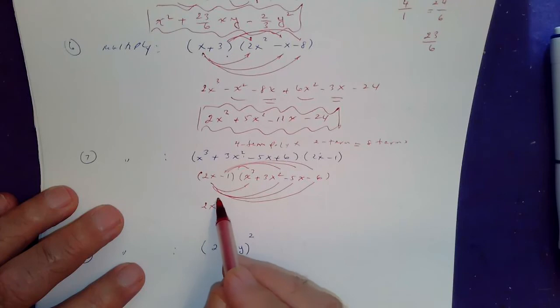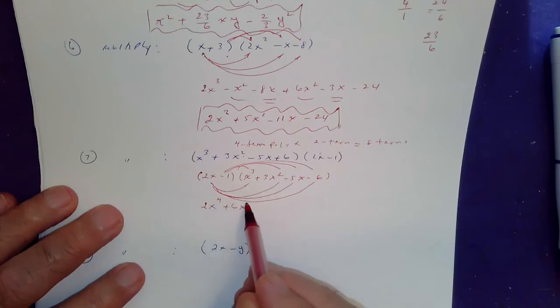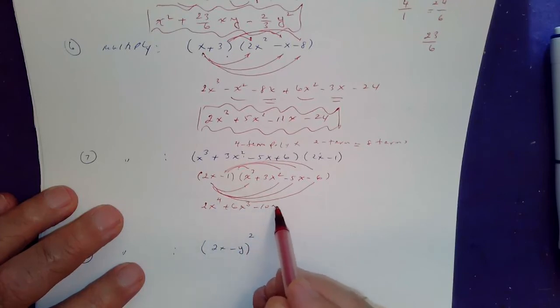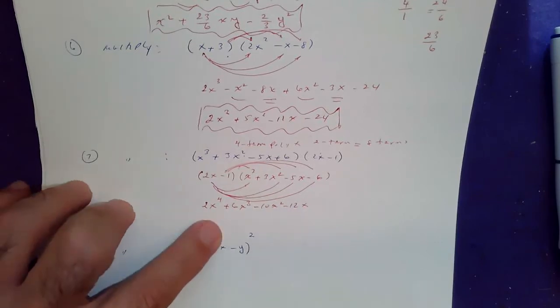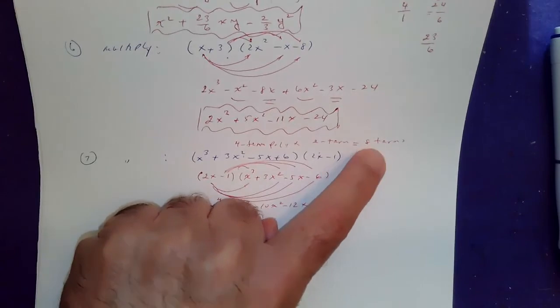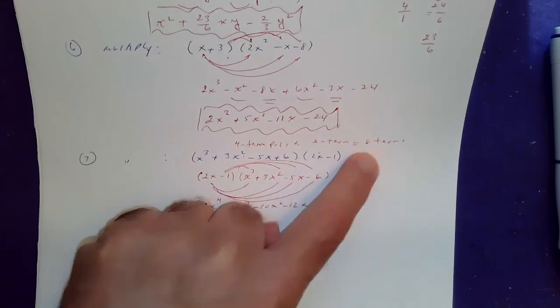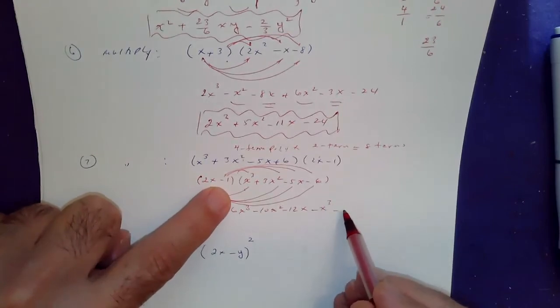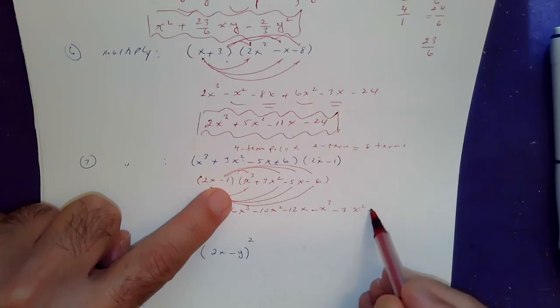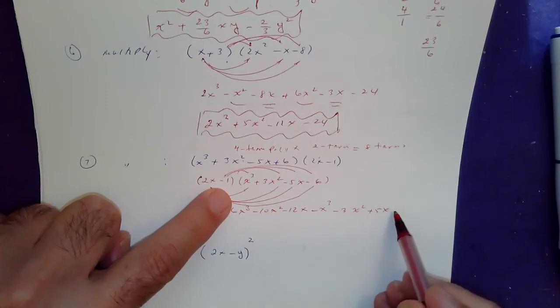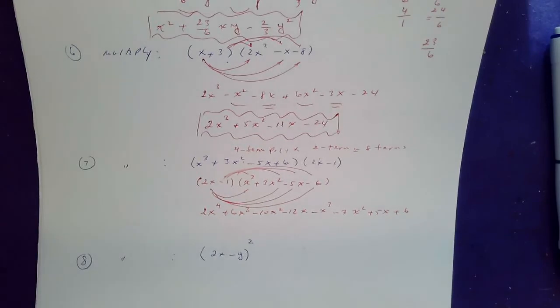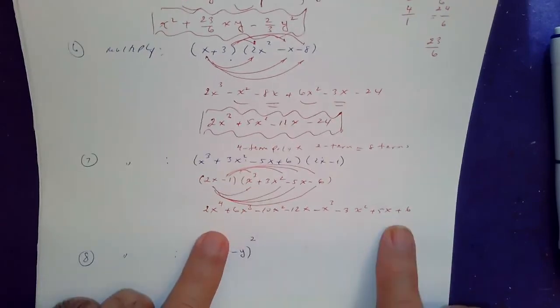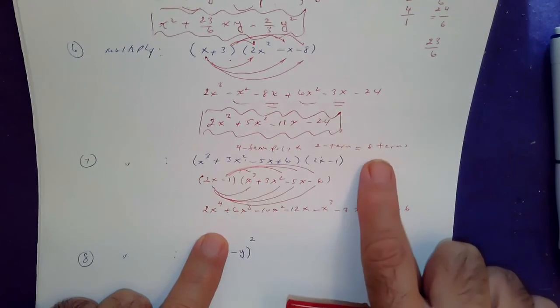So what is this? This is 2x to the 4 plus 6x cubed minus 10x squared minus 12x. Okay, I got 4. I need 4 more to go because I should come up with a total of 8 terms. Now I do the -1. So that's -x cubed, -3x squared, positive 5x, and positive 6. Notice I have a total of 8 terms, as I was supposed to.